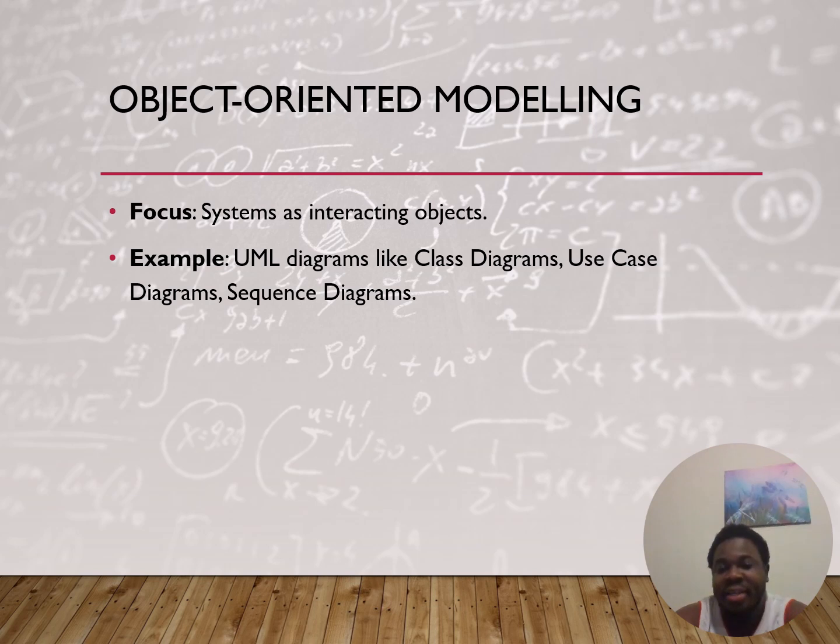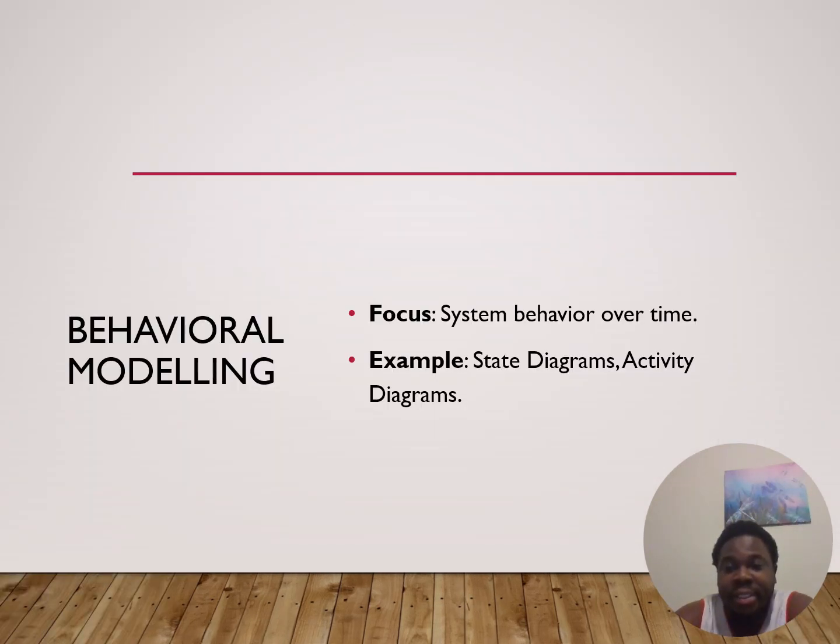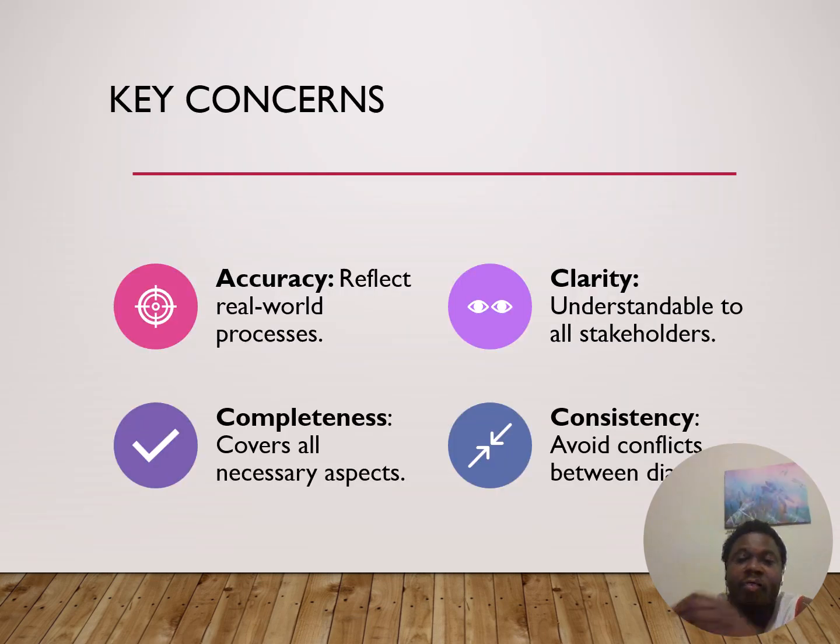All right, the last but not the least type I'll be talking about is behavioral modeling. This focuses on system behavior over time. So as time goes on, it focuses on that. A typical example is a state diagram or activity diagram. People choose a modeling method based on what the stakeholders need or the kind of team the person has. Okay, so we move on to the key concerns of system analysis and design modeling methods.